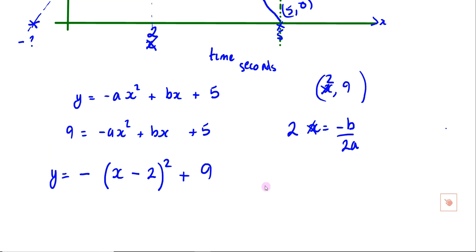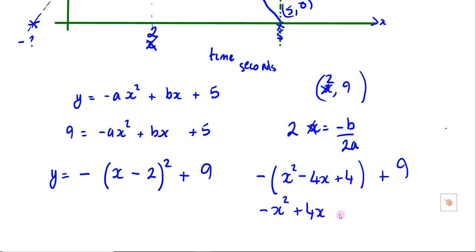So if we expand this, what do we get? We get y equals negative (x squared minus 4x plus 4) plus 9, which is then minus x squared plus 4x minus 4 plus 9. That gives me negative x squared plus 4x plus 5, which is what we wanted. If we didn't get that, we'd have to have something else. Make sense?